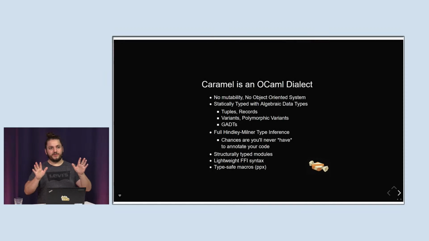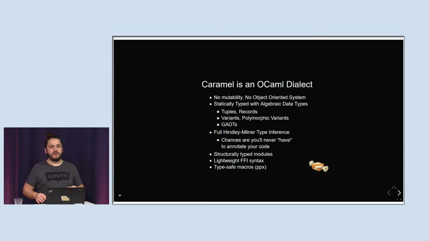All right, so last of the slides, and we get right into what Carmel actually is. Carmel is an OCaml dialect. That means that it has no mutability and no object-oriented system. So it's an OCaml, but it's not all of OCaml. It's changed. It's a reduced set of that, right?